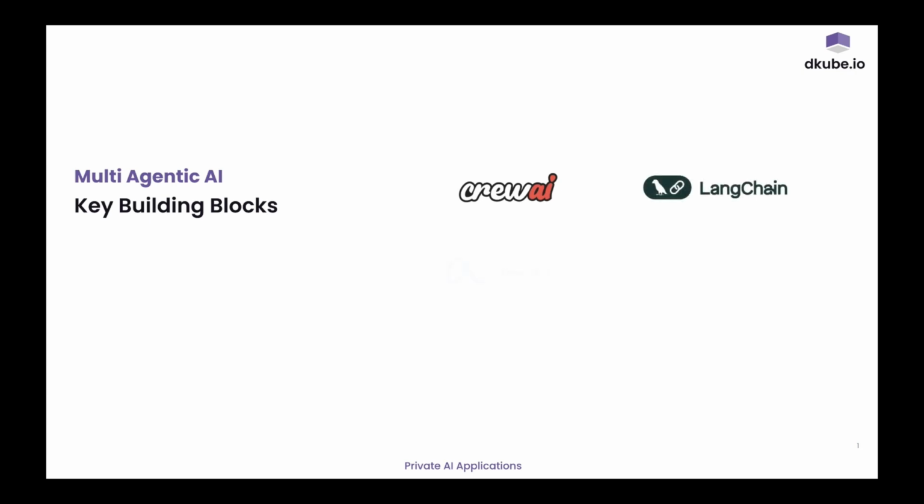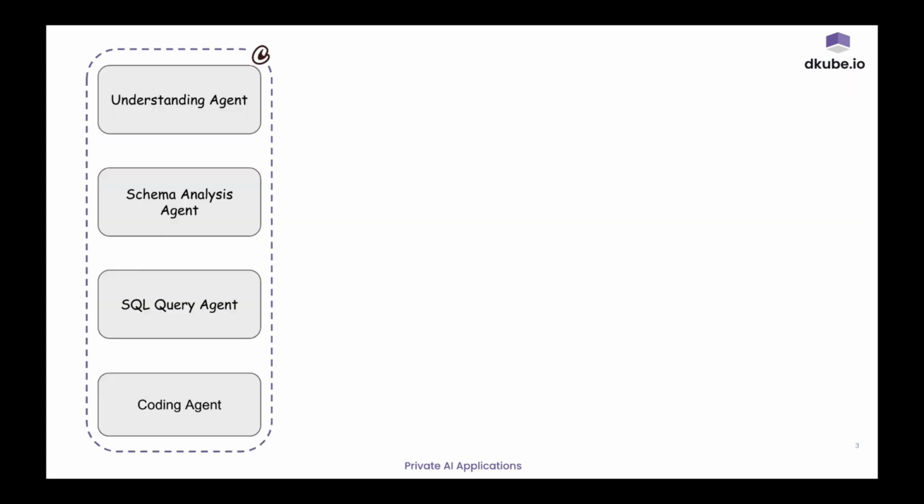Hello, in this video, we'll show you how we can use a multi-agentic framework to query structured data sets. The key building blocks for this tutorial are going to be the Crew AI open source framework, the LangChain framework for using the SQL database toolkit, the Llama 3.3 LLM model, and Docker for allowing code execution.